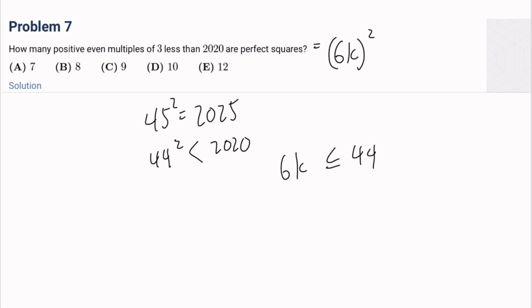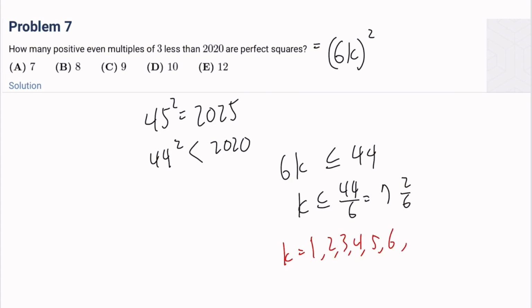And so let's count the number of k values that are possible. k is less than or equal to 44 over 6. This is 7 and 2 over 6, right? And so the positive even multiples of 3 that are perfect squares, there are 7 of them, because k can be either 1, 2, 3, 4, 5, 6, or 7. So we have 7. It's A.